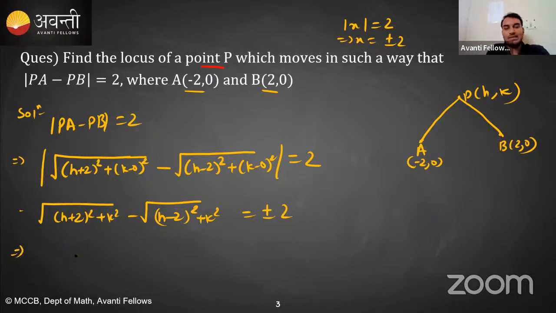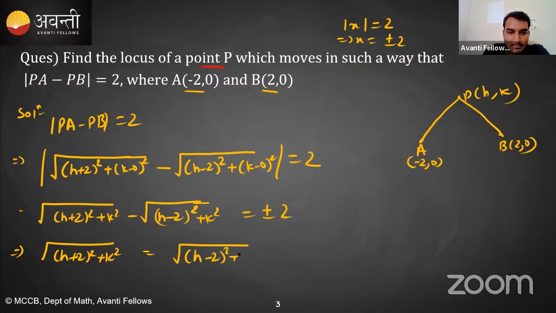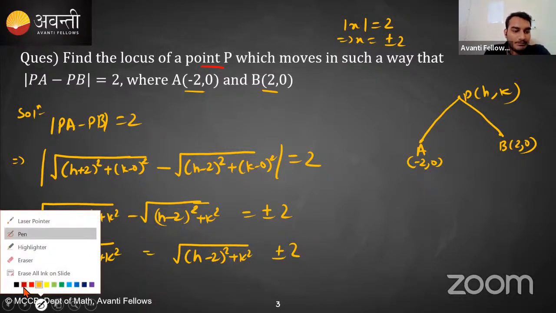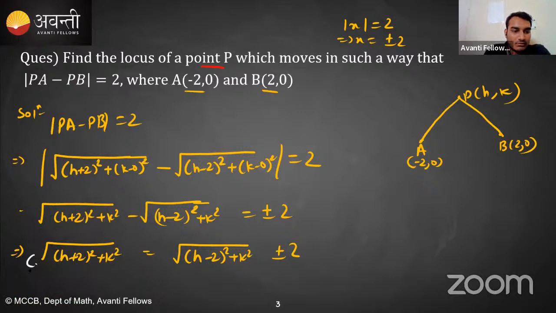Now what will we do? We have to solve this a little more. So what do you do, take this under root on the right hand side. So what remains is under root of (h plus 2) whole square plus k square is equal to under root of (h minus 2) whole square plus k square plus minus 2. Okay, right? So now square both sides.